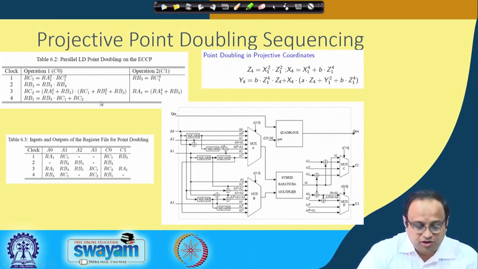Let me try to detail, for example, and at least try to understand how to read these tables. In this table we detail the input and output of the register file for point doubling, because the register file, as we discussed yesterday, works hand in hand with your arithmetic unit. The arithmetic unit receives some inputs from the register file, does some computation, and the result is again stored back in the register file. That means C0, C1 and Q out are stored back into the register file.